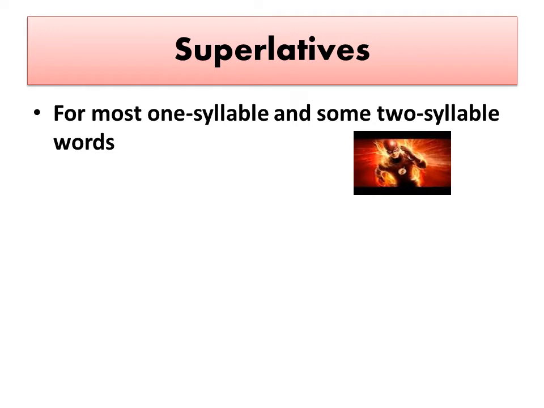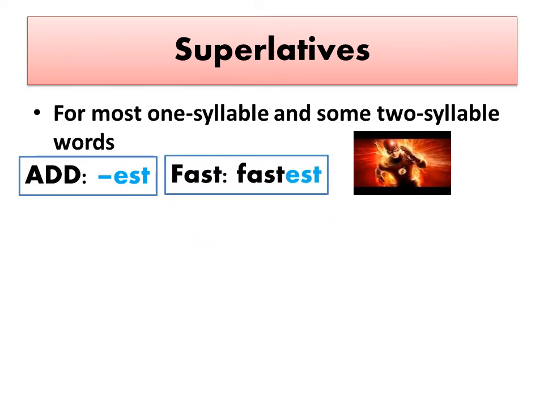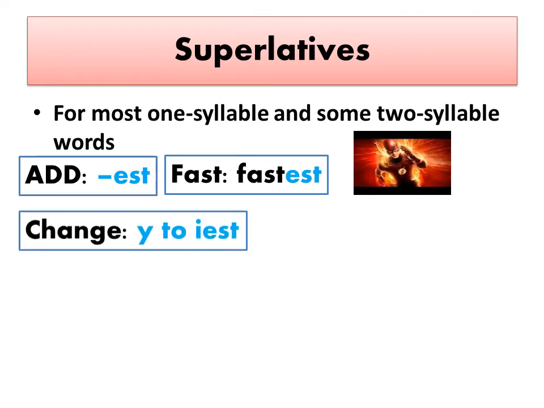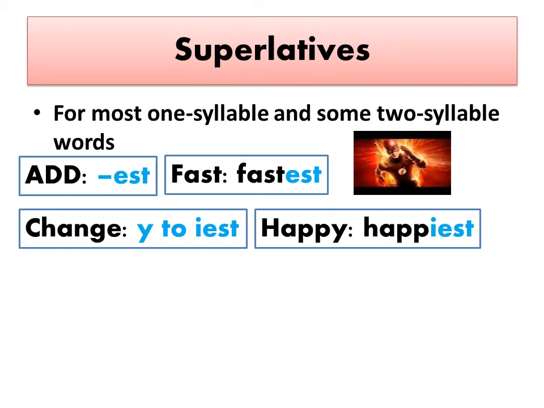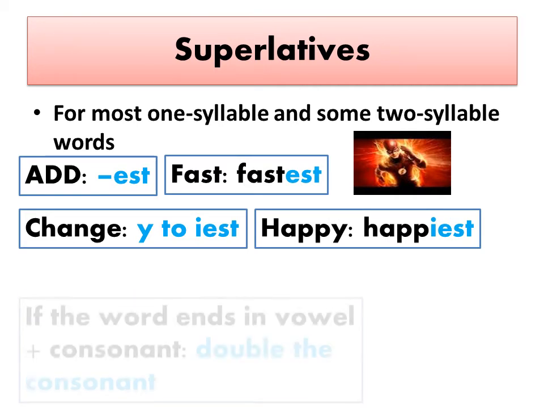Now, superlatives. Rules again. For most one syllable and some two syllable words, we would add -est at the end of the adjective. So, for example, fast now will become fastest. Same thing, we change y to i and then we add -est. So, happy will become happiest.